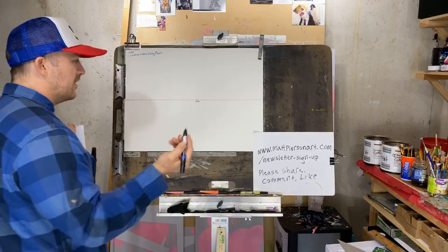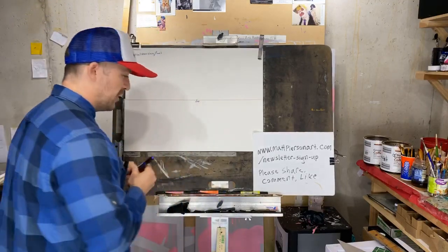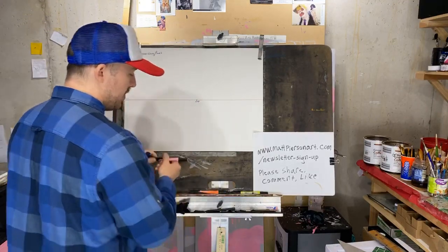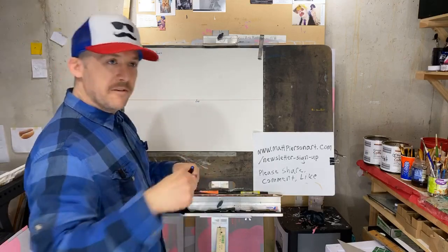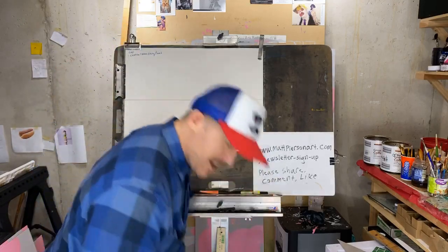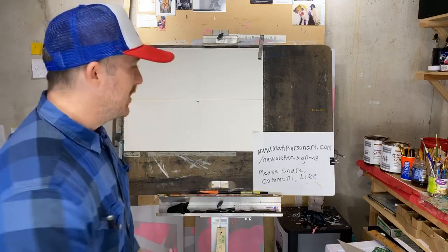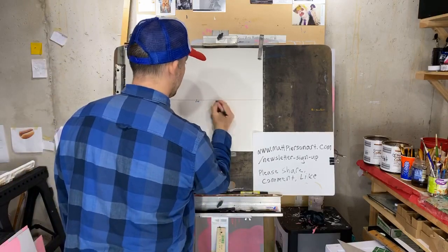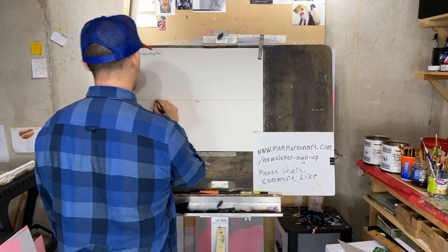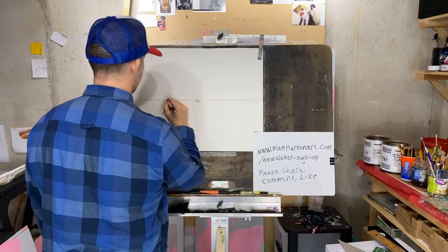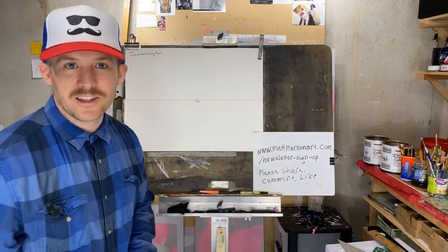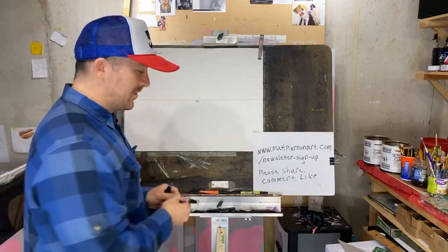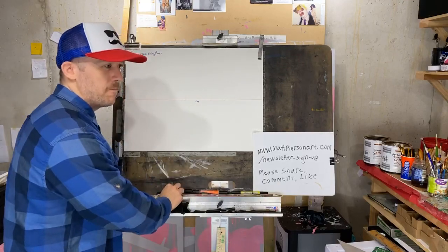The CVP can be... let's use a different color so I don't get mixed up here. The central vanishing point can be here. It can be here. It can be here. It can be here. It can be here. It can be anywhere on the horizon line. It doesn't matter. It's going to yield the same result. Okay?